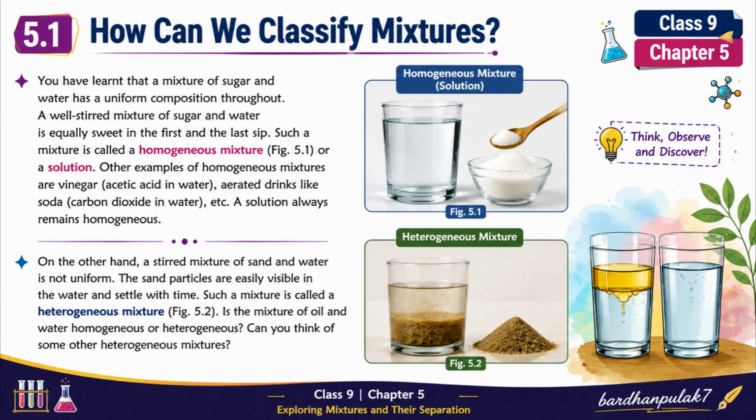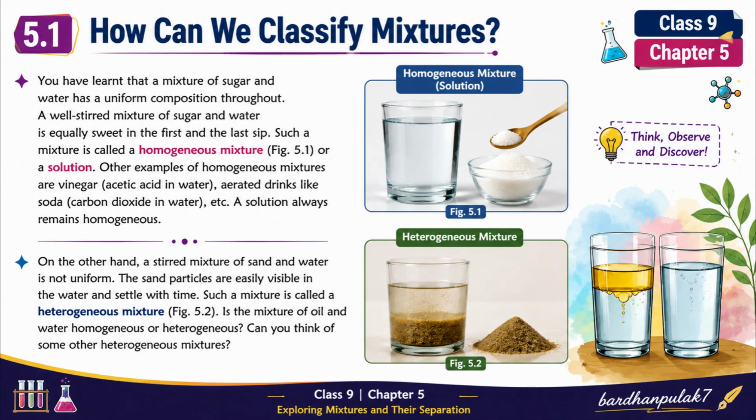So, unlike a homogeneous mixture, a heterogeneous mixture does not have a uniform composition and its components can usually be seen separately. A simple example is sand and water. So, think about oil and water. If we mix them together, do they form a homogeneous mixture or a heterogeneous mixture? Oil and water do not mix uniformly. After some time, the oil forms a separate layer on the top of the water. Other examples of heterogeneous mixtures include soil, muddy water, vegetable salad, and so on.